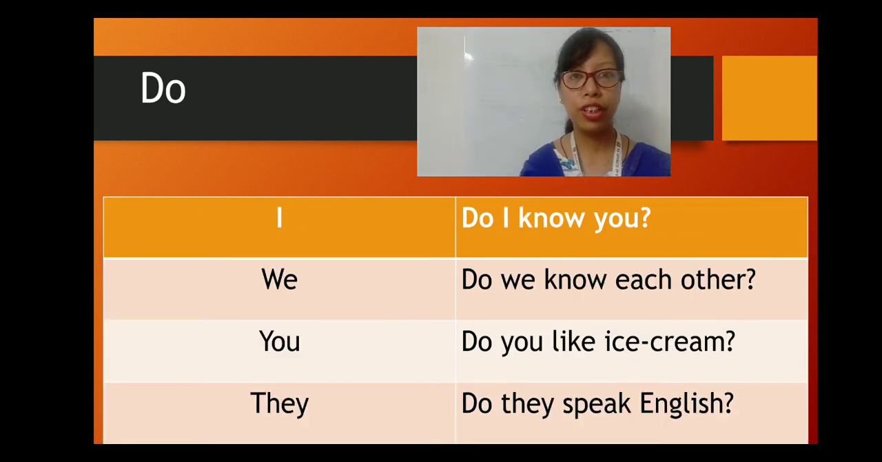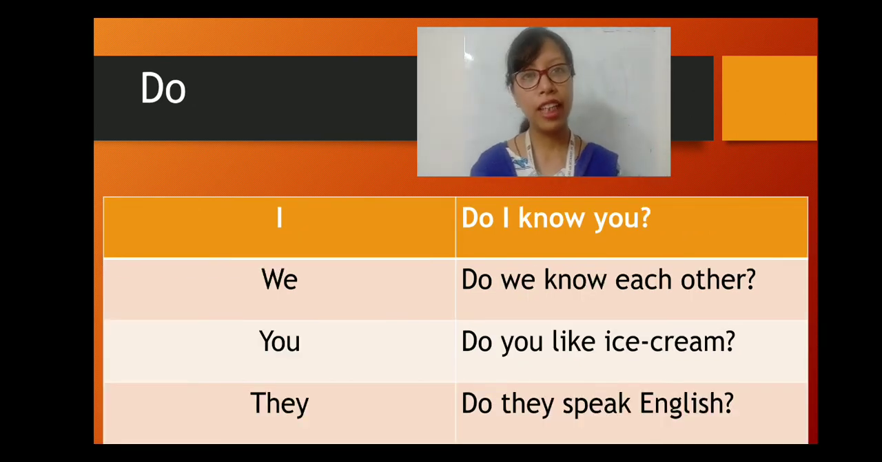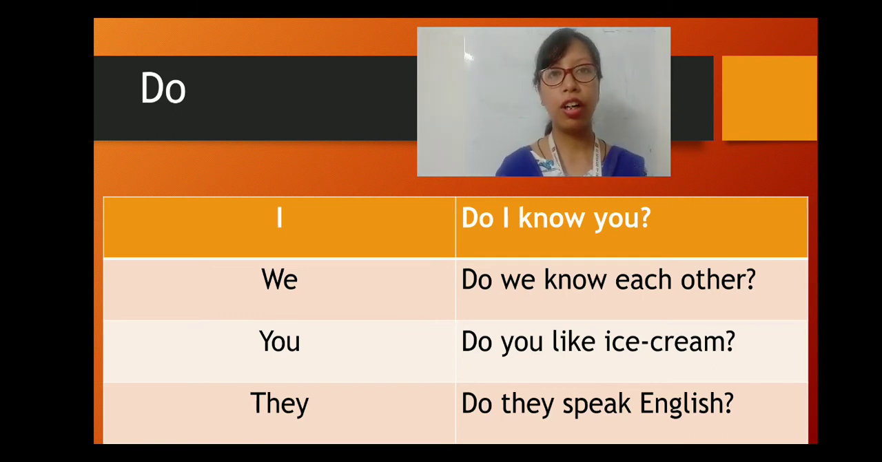Next, we are going with do. In the same way as has and have, we use do with plural, except with I and you, which are singular, but we use do here. So: I, do I know you? We, do we know each other? You, do you like ice cream? They, do they speak English? These are some of the questions that have been formed using the pronouns and do.